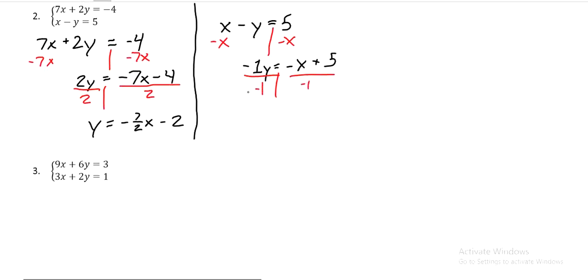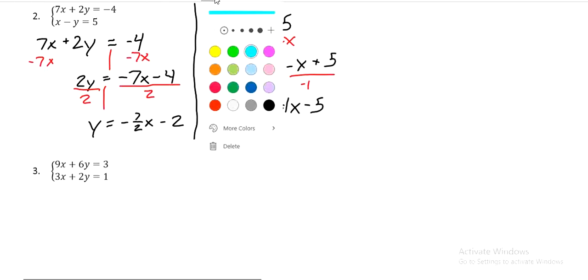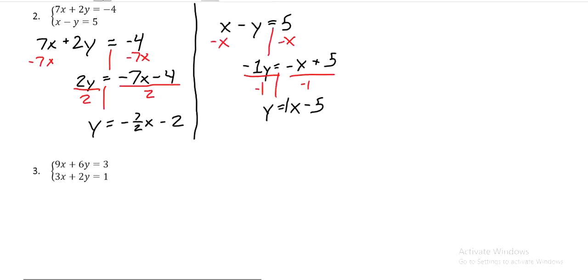Divide by negative 1 on both sides. We're going to have y equals, now whenever you divide something by negative 1, it just gives you the opposite version. So negative x divided by negative 1 gives you positive x. Positive 5 divided by negative 1 gives you negative 5. And of course there is an invisible 1 in front of that x there. I'm going to use that to explain this next part. So let's see, how many solutions does this system have?